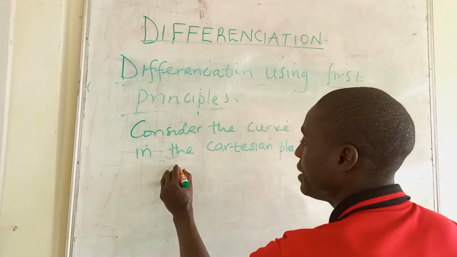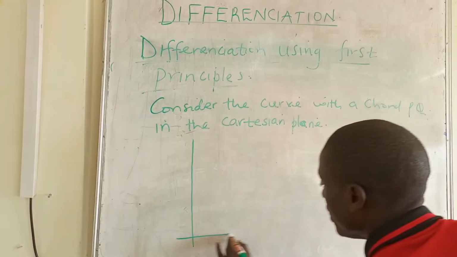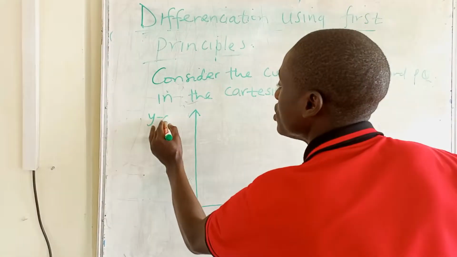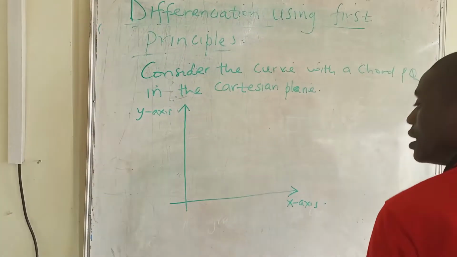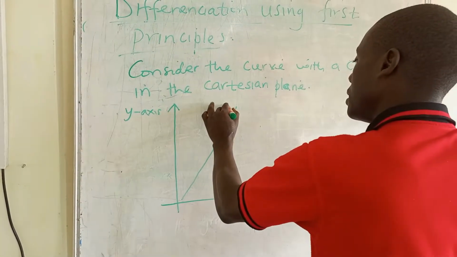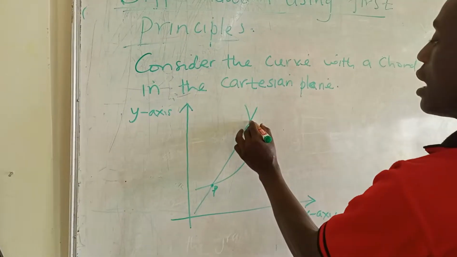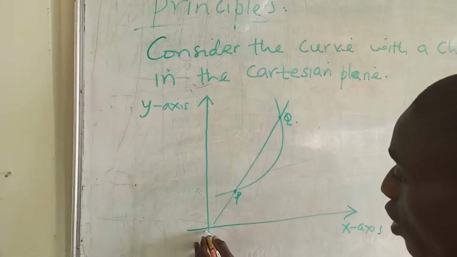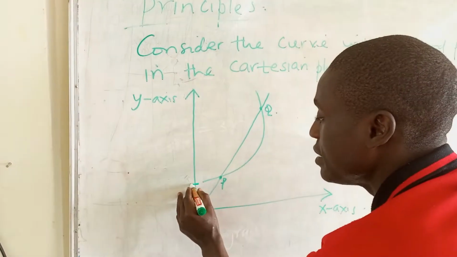Therefore, I can sketch this. This one stands for my y-axis, and this one here stands for the x-axis. Whereby I label this is y-axis, and this one is x-axis. So I would have a straight line here, and then I draw my chord. This one here is P, and this one here is Q. Therefore, this is the origin.